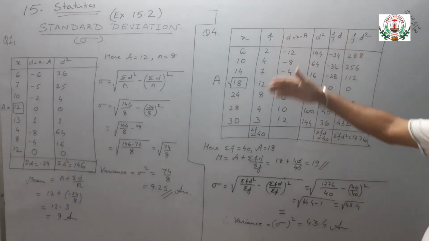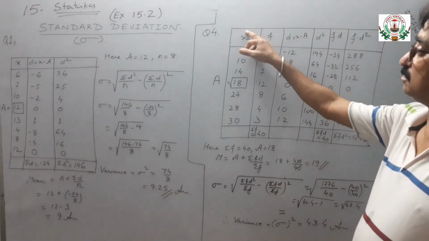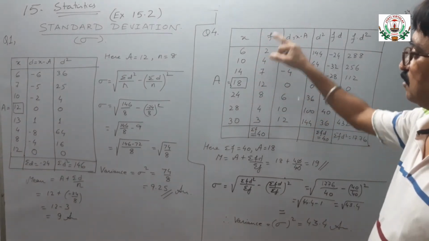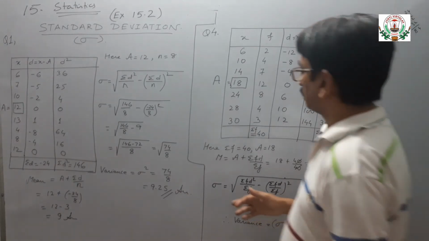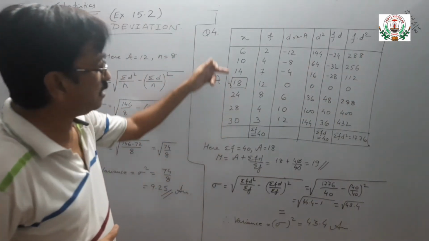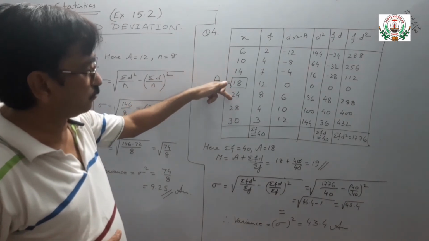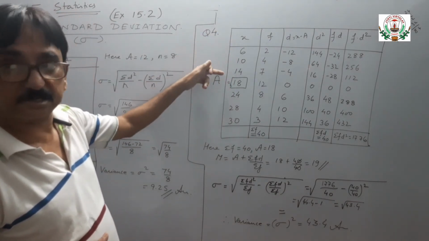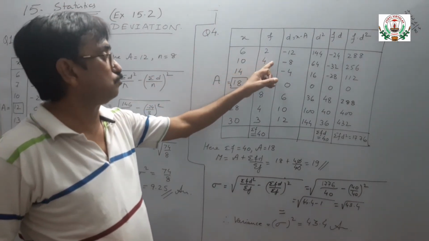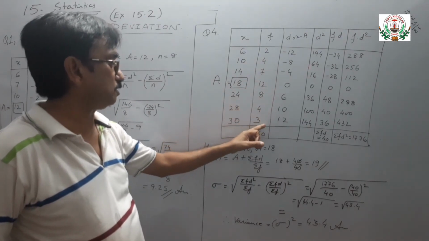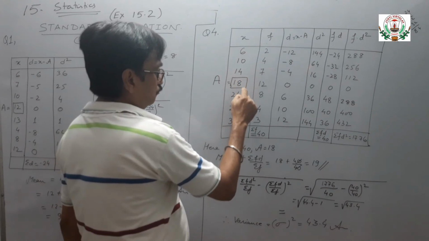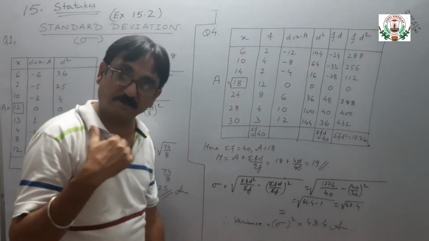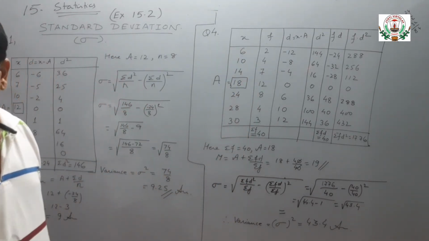Now the question number 4, we have to calculate the mean and the variance of this given group series. So x and f will be given to us as we calculated in class 10th. In the same way we have to calculate the mean first. 6, 10, 14, 18, 24, 28, 30 are the variates, and the corresponding frequencies are 2, 4, 7, 12, 8, 4, 3. Total of the frequency 40, and 1, 2, 3, 4, 5, 6, 7. So it is an odd number, so we make it as even.